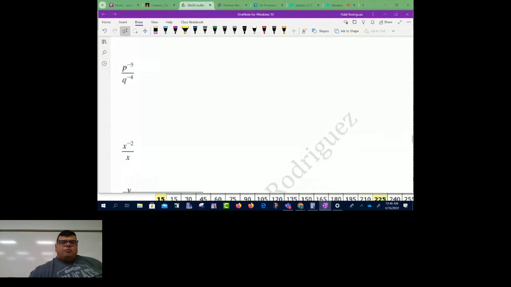Okay, we got a couple more to do, so let's knock these guys out and hopefully make some sense in it. First thing, this guy is negative and it's upstairs. Boom, we're going to move it to the bottom. P over P to the fifth. And then second thing, y'all, this guy is negative and it's downstairs. So we're going to move him to the top. So Q to the 4 over P to the 5.